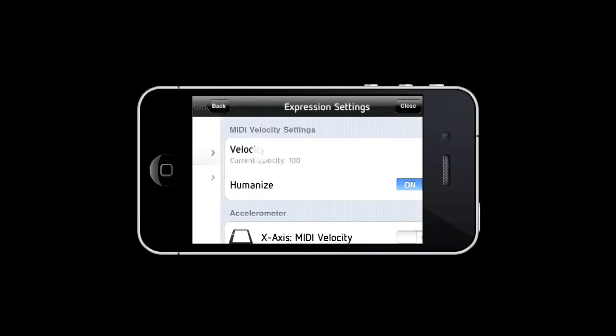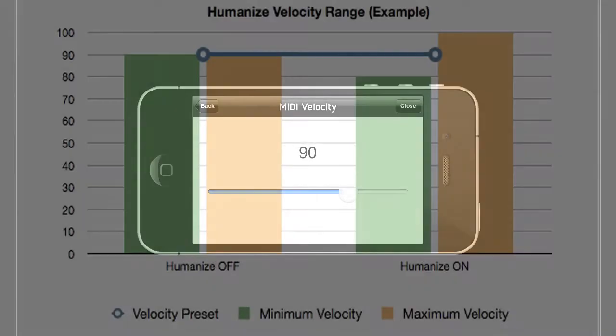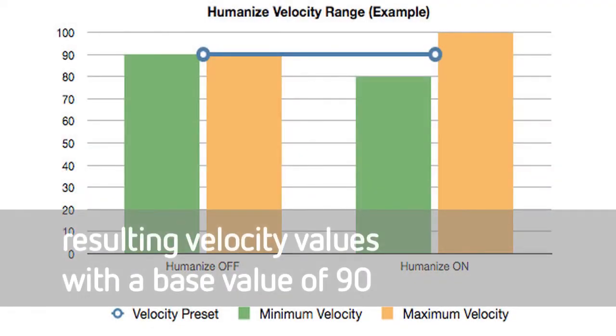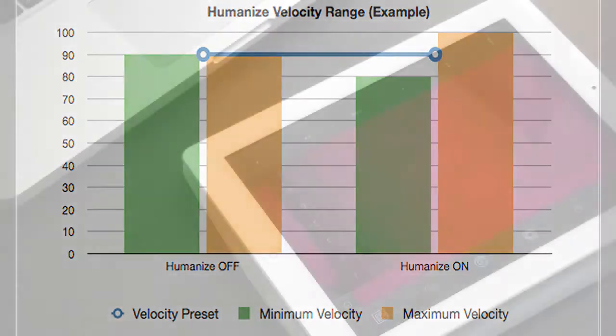Once you turn on Humanize, the value that you've set for velocity drops down 10 points and Humanize gives you a 20 points velocity window. So if you tap very gently on your device, your values will be around the bottom end of that range, and if you hit it hard, then it'll be on the upper end of that range.